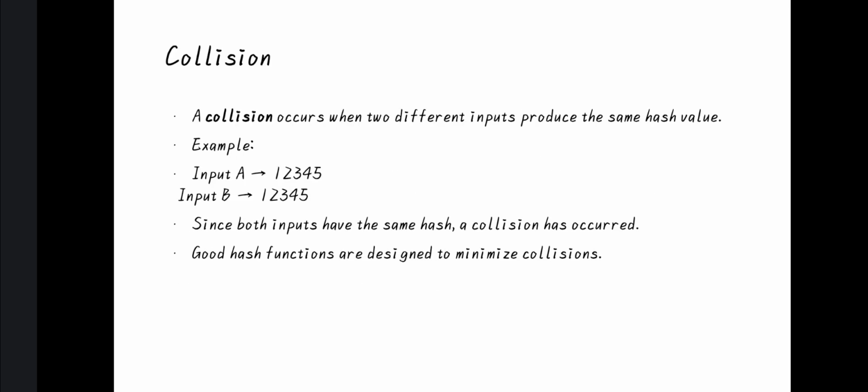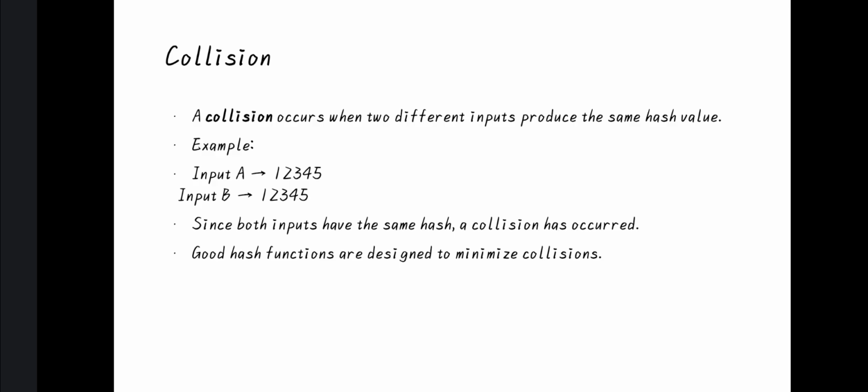Message collision. What do you mean by collision? For example, if you have two inputs, input A and input B, but the same hash value, 12345 and 12345, this is called a collision. A collision occurs when two different inputs produce the same hash value. Since both inputs have the same hash, a collision has occurred.